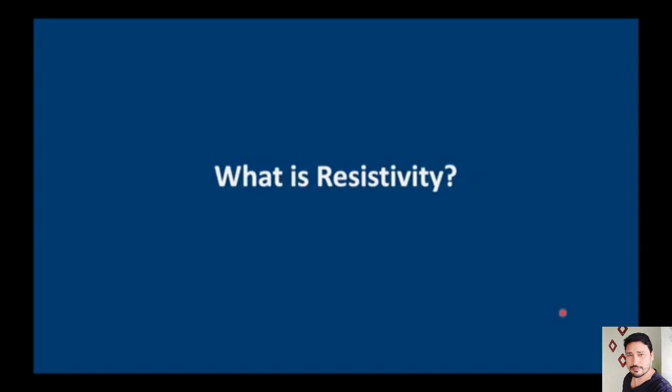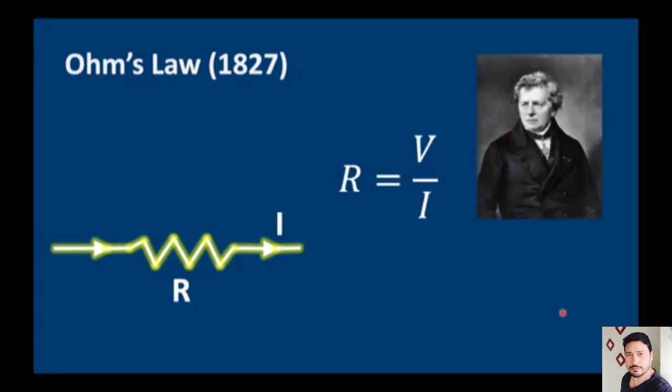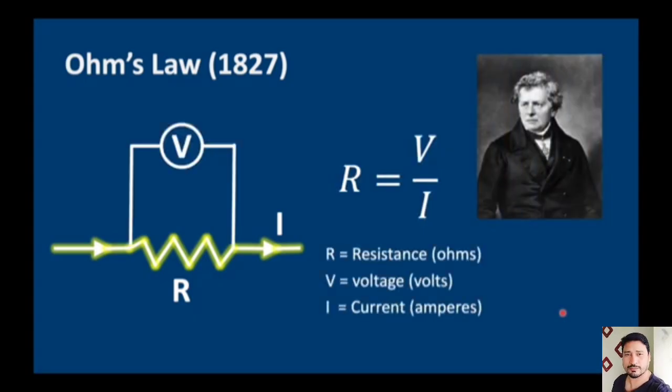First of all, what is resistivity? If we have an electrical circuit, the electrical resistance R of a wire in which current I is flowing is given by Ohm's law. R equals V over I, where V is the potential difference across the wire. R is measured in ohms, V in volts, and the current I in amperes.